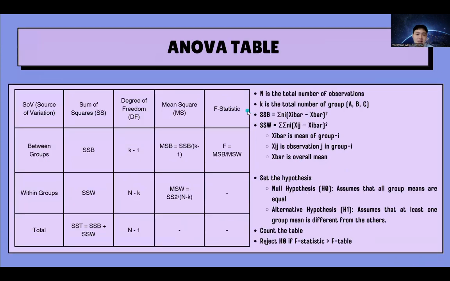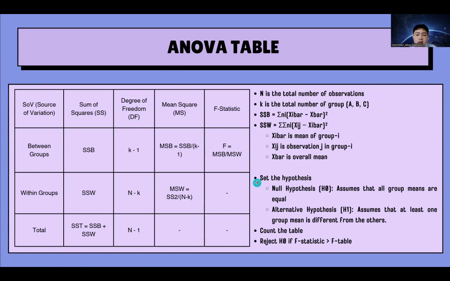So next is ANOVA table. As you can see here is the ANOVA table, where N is the total number of observations, K is the total number of groups, for example like A, B, C, and there are formulas for SSB and SSW.